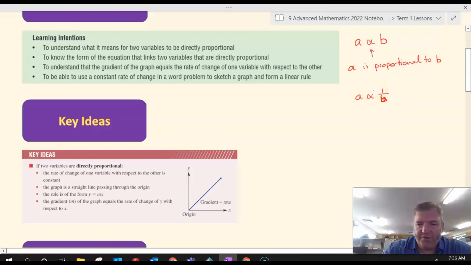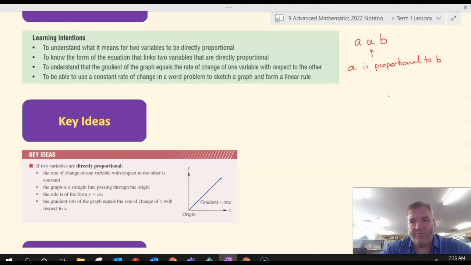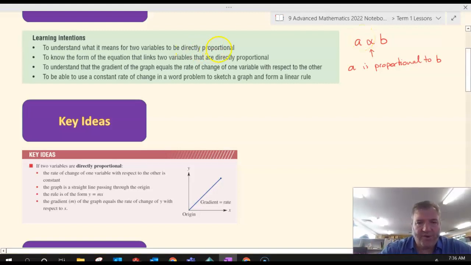But direct proportion is what we're dealing with today, and direct proportion just means as one value gets bigger, the other one also increases, and there's some sort of proportion, some sort of ratio between the two terms that remains constant. So whenever you see two variables being directly proportional, A varies or is proportional with B, we can always write that A is some constant multiple of B. So A equals some constant multiple of B.